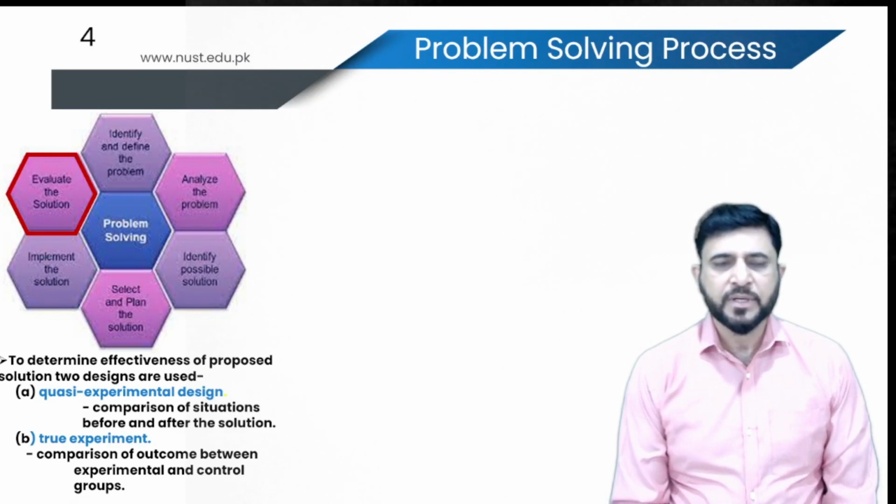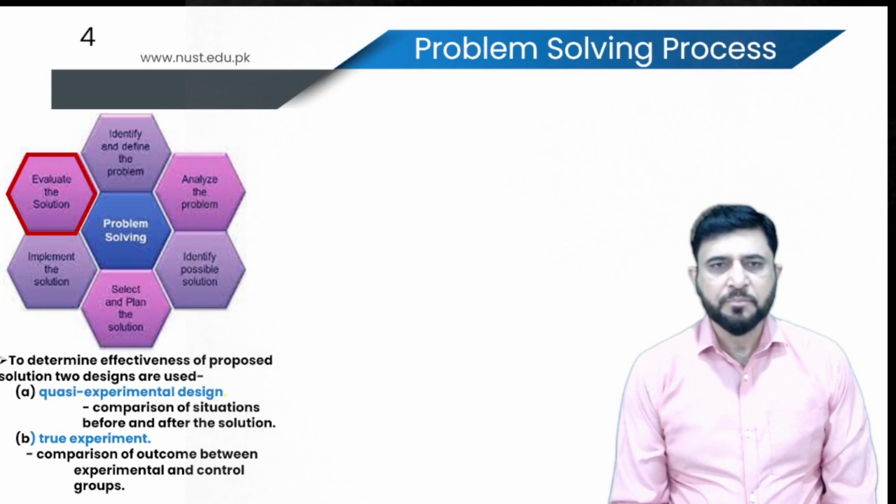Two designs are basically used. One is the quasi-experimental design, and the second one is the true experimental design. The quasi-experimental design deals with comparison of situations before and after the solution, while a true experiment does the comparison of outcome between experimental and control group. We make a control group and an experimental group, and both groups undergo the same types of treatment.